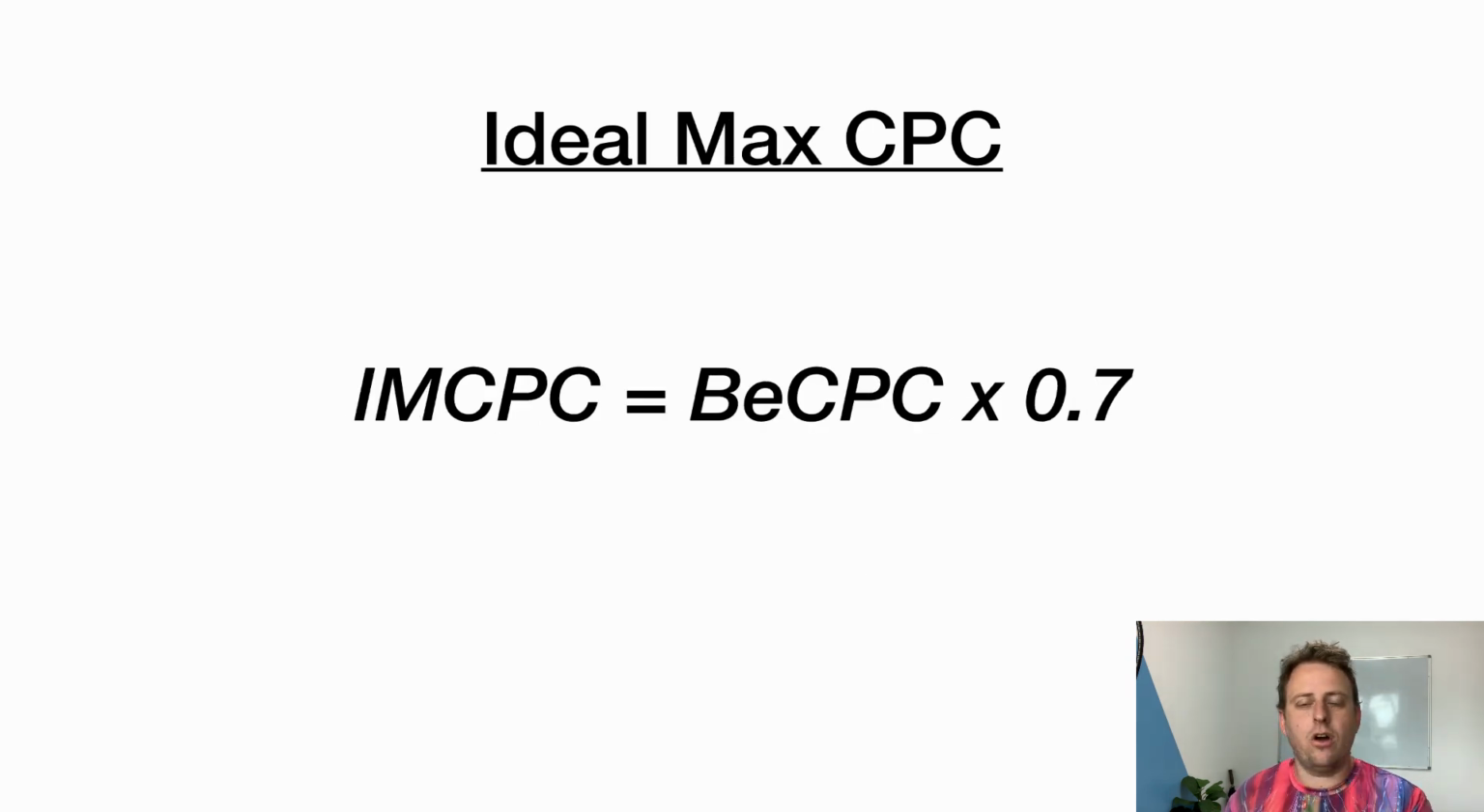Similarly, when you know your ideal max CPC, now you know that if you want profitability, you cannot bid more than this amount, right? Now we're going to look at how you do become able to bid more than that amount and still be profitable in the next video in this series.